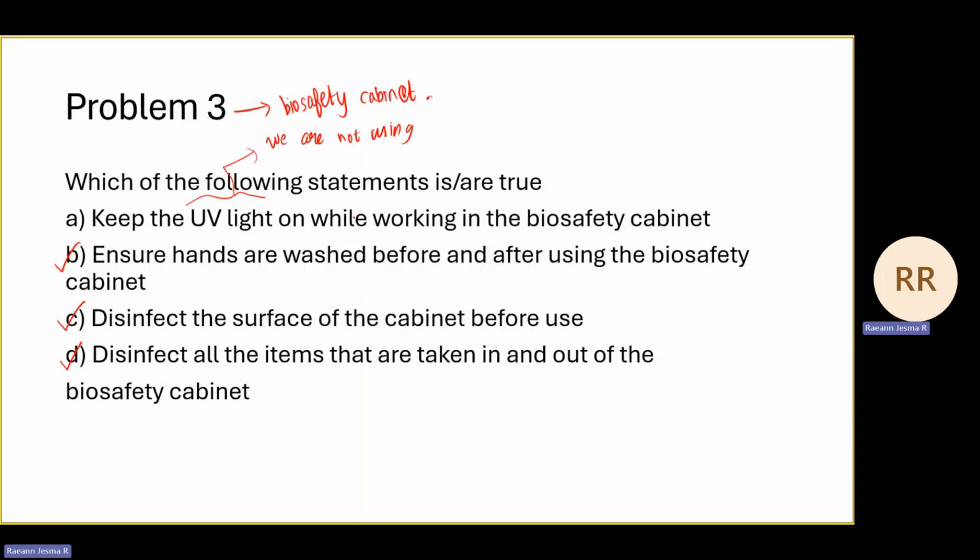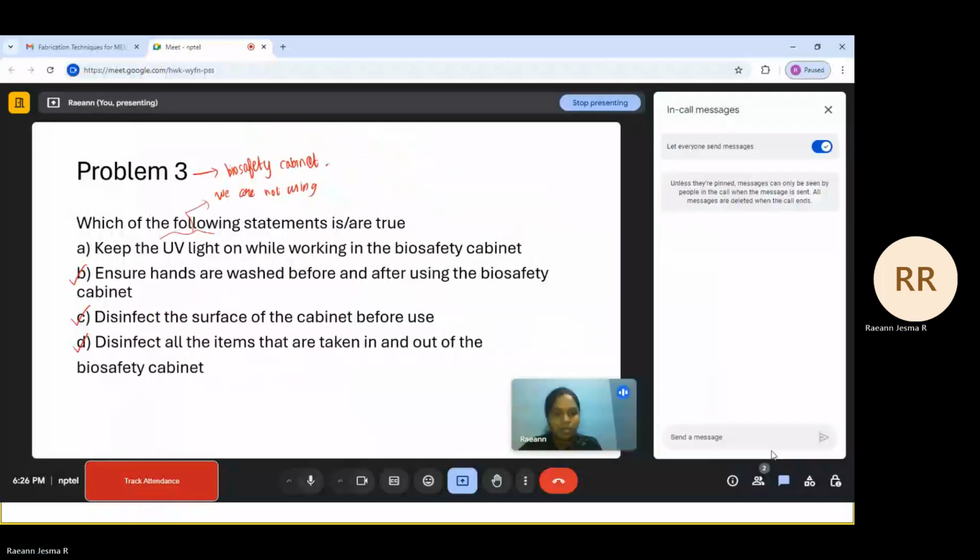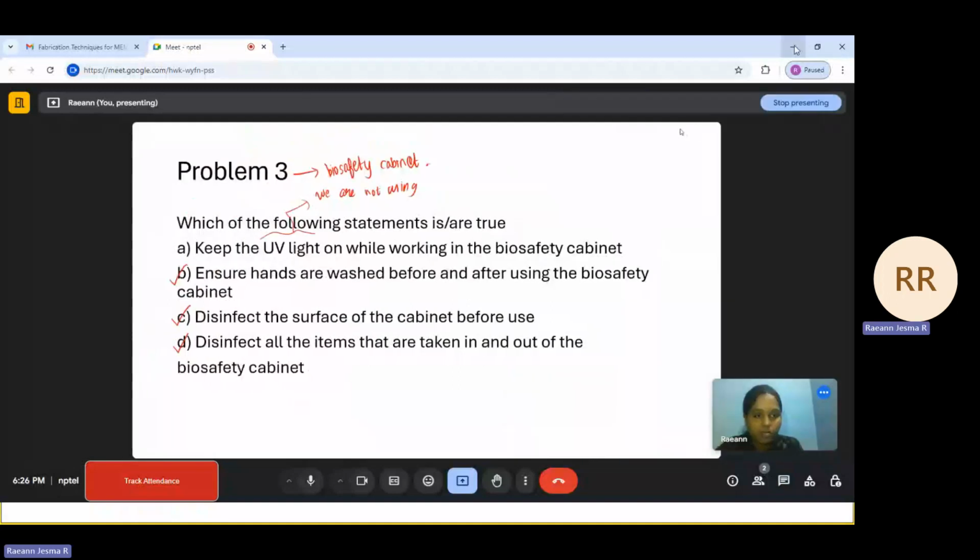So the correct answer for this problem 3 is options B, C, and D. In B, we are making sure that option A is wrong, because we will use the UV light to kill the germs when we are not working in the biosafety cabinet, not when we are working in the biosafety cabinet. So that is the one thing that is wrong in problem 3. So options B, C, and D are correct. Is this clear?